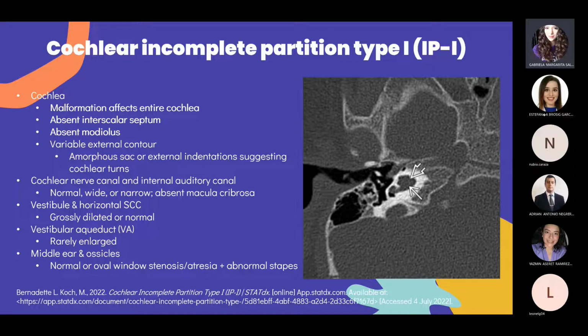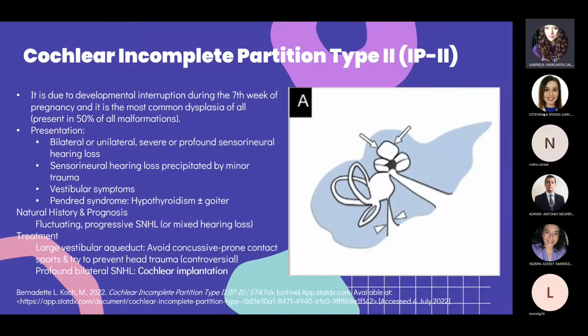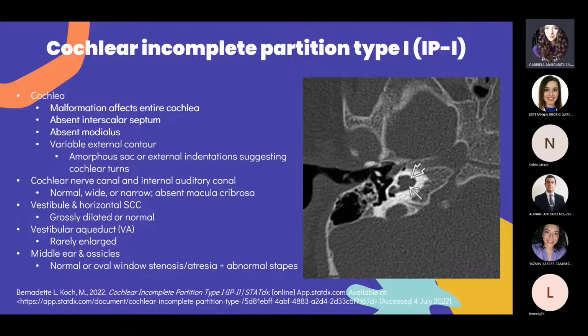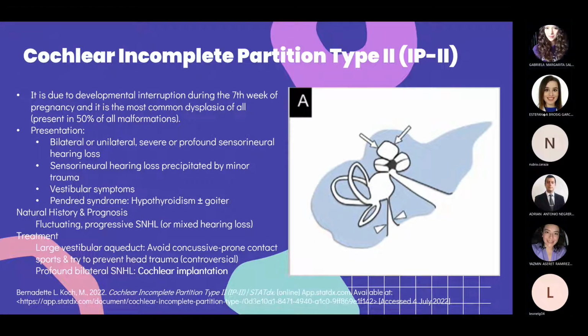And the cribriform region located between the cochlea and the internal auditory canal is usually defective. And this wasn't the case for the cochlear malformation from our patient. Then the next differential diagnosis of the cochlear malformation is the incomplete partition type 2.